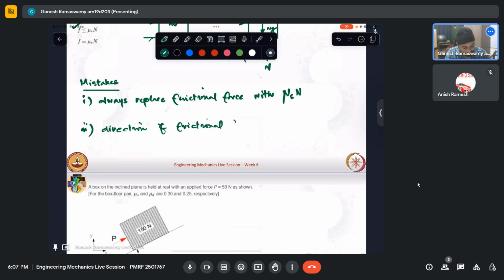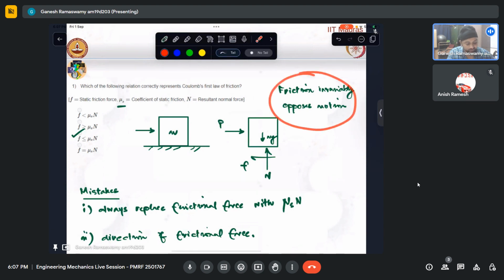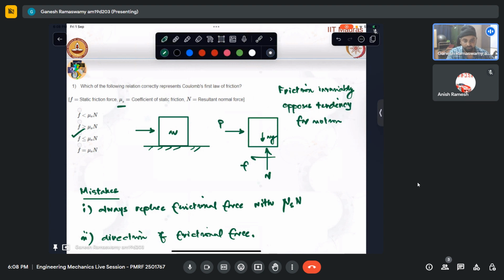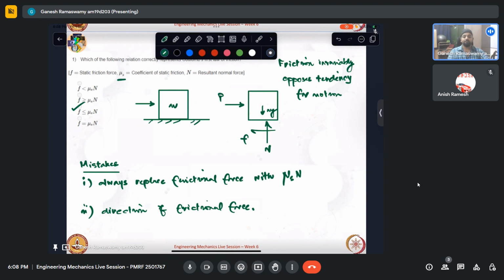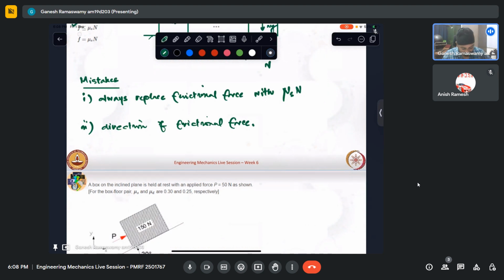of frictional force. This needs to be kept in mind: friction invariably opposes, as we have seen here, the motion, or rather I should not say motion, I should say tendency for motion. Wherever there is tendency for motion, friction will invariably oppose that. While drawing a free body diagram, we should take care that the direction of frictional force is consistent with the constraints and the physics of the problem. Otherwise, we'll be solving a different problem altogether.